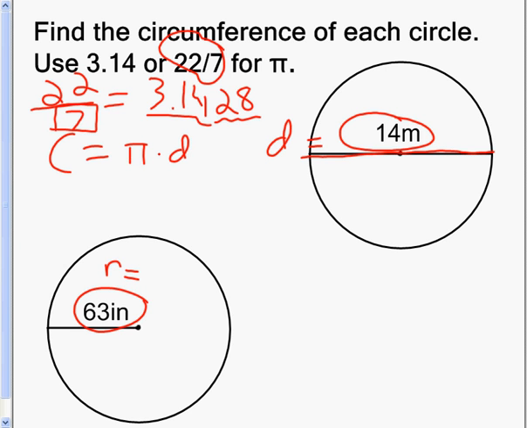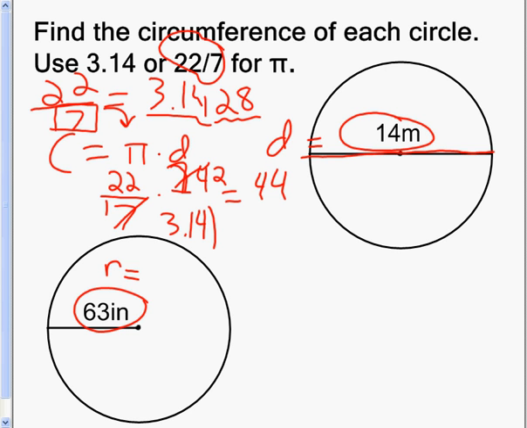So let's fill in what we know. This time let's fill in 22/7 because 14 is a multiple of 7. So 22/7 times 14, and we're going to simplify before we multiply. Dividing both the top and bottom by 7, 7 will become 1, 14 will become 2, 22 times 2 will give us 44. Now let's quickly try out 3.14 times 14, and let's see what that would have given us.